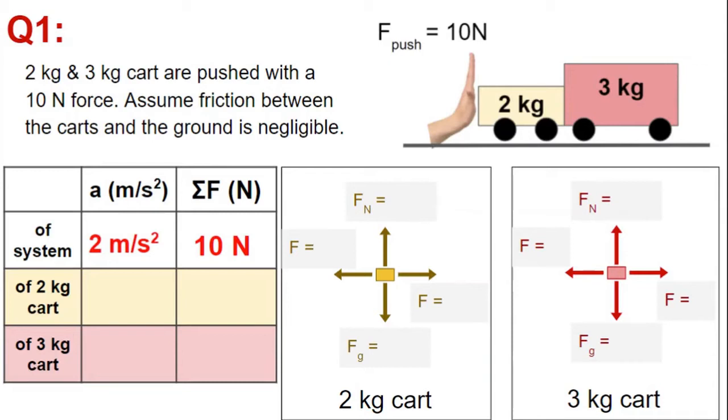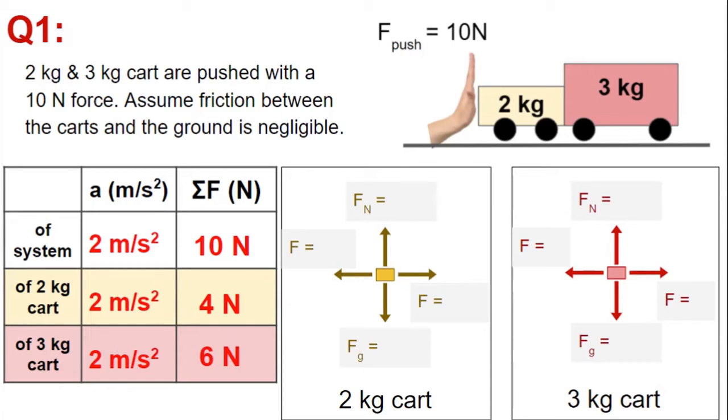Since both of the carts are moving along with the system, they will also have an acceleration of 2 meters per second squared. To find the net force on each cart, we simply say the net force is mass times acceleration. So for the 2 kilogram cart, 2 kilograms multiplied by 2 meters per second squared is 4 newtons. For the 3 kilogram cart, 3 kilograms multiplied by 2 meters per second squared is 6 newtons.